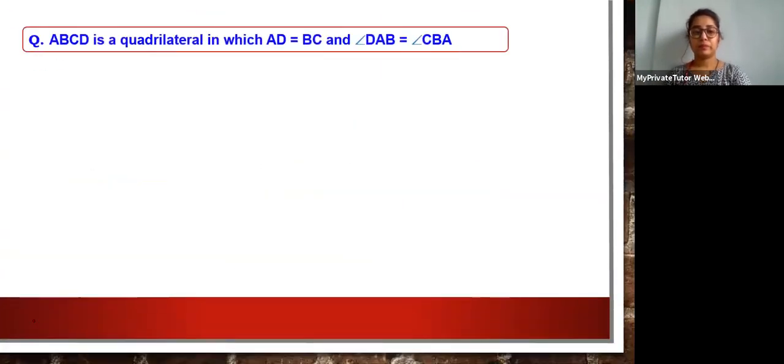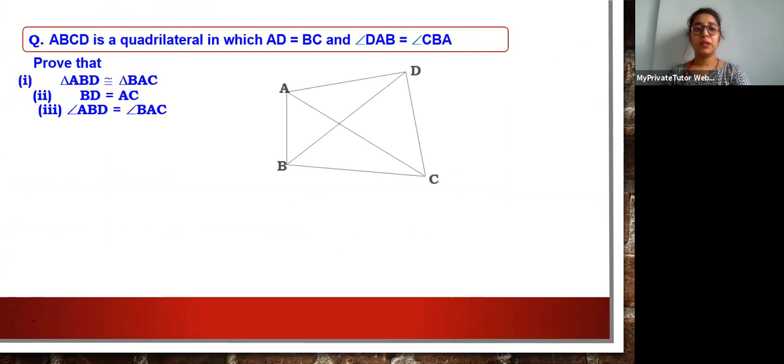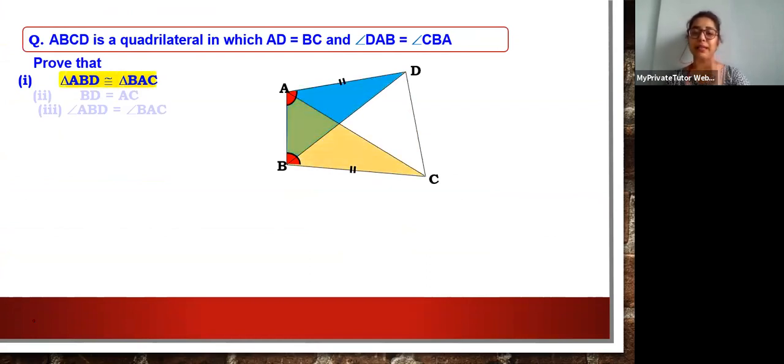Okay. We have one more question. Quadrilateral ABCD is a quadrilateral in which AD is equal to BC, and angle DAB is equal to angle CBA. This is already given. Now what we have to prove is triangle ABD is congruent to triangle BAC. That is the first thing you have to prove. So this triangle and this triangle, the highlighted ones. So let's see.